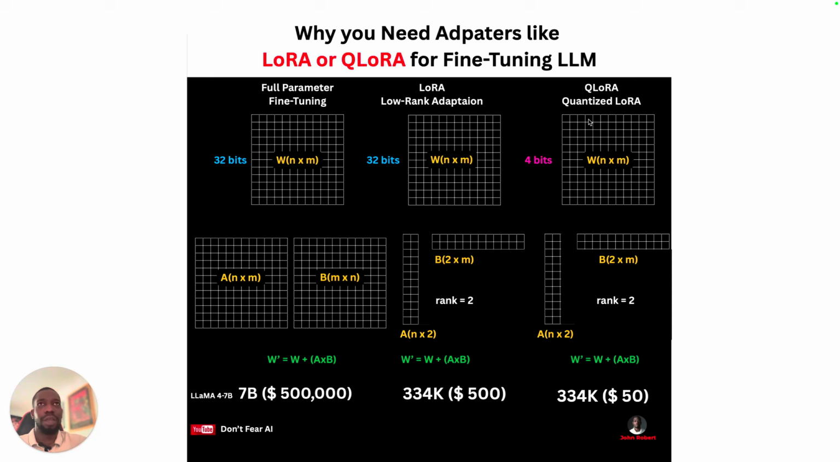What is QLoRA? QLoRA is the same as LoRA. The only thing is that now we reduce the number of bits. If you reduce the number of bits from 32 to 4, it may reduce accuracy a bit, but you save a lot in the cost of fine-tuning the model. There are different parameters you need to think about when fine-tuning, but if you fine-tune the whole set of parameters, you can spend as much as $500,000.